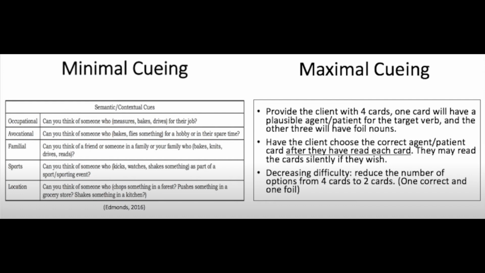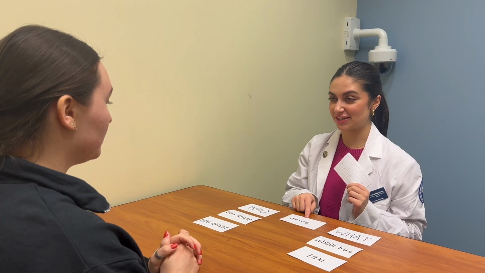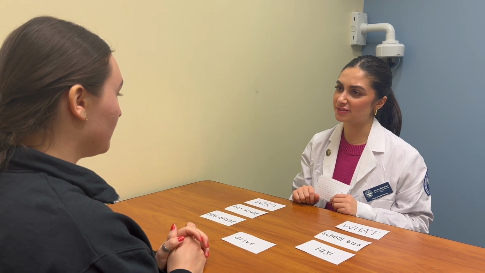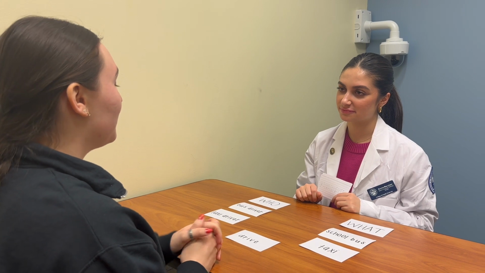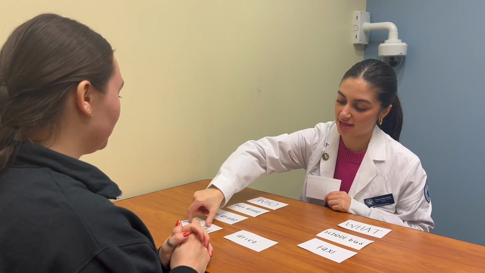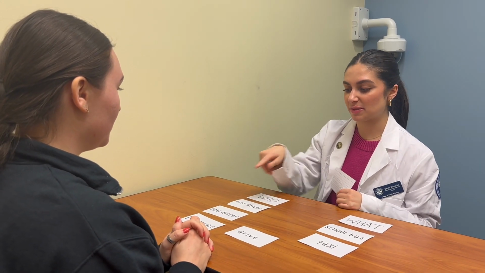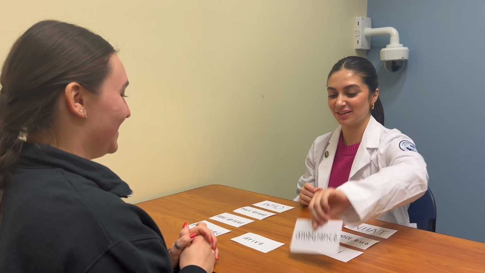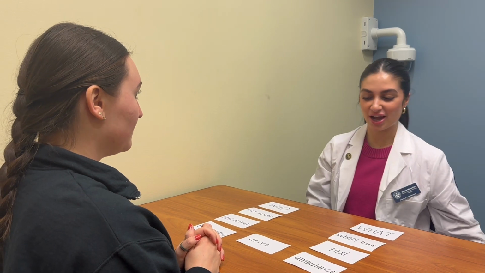In the previous example, a semantic occupational cue was used. Let's think of another scenario for the verb drive. Can you think of somebody else who might drive something? Paramedic. Good. And what may the paramedic drive? An ambulance. Good job. Okay, let's try one more.